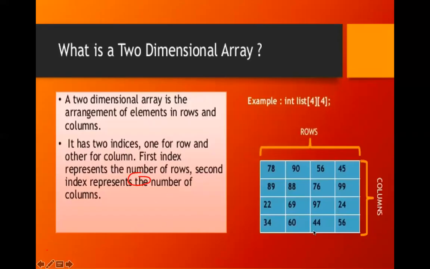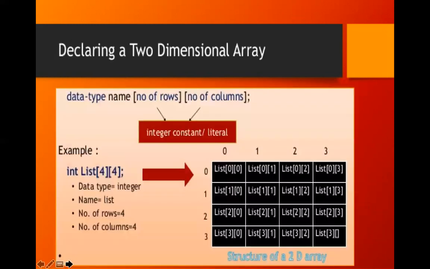So if you want to calculate a particular index, that means what is the row index and what is the column index. In this two-dimensional array, it has 2 indices, one for the row and the other for the column. So the first index represents the number of rows and the second index represents the number of columns. See, I'm showing one example here.